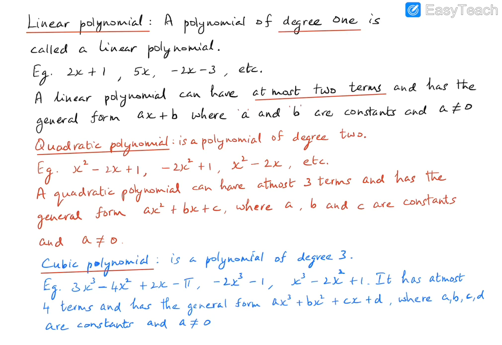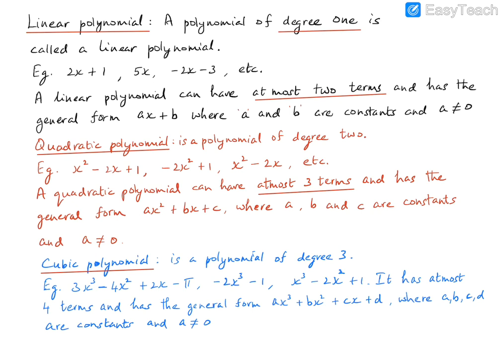So maximum means at most 3 terms for the quadratic polynomial, and it takes the general form of ax squared plus bx plus c. So if you look at this example here, for ax squared, the constant multiplying the x squared term is a, in this case is 1, it's 1x squared. Similarly for bx, the term b, that is multiplying the x here in our example, is minus 2, so b equals minus 2, and the term c corresponds to the number 1, so c equals 1.